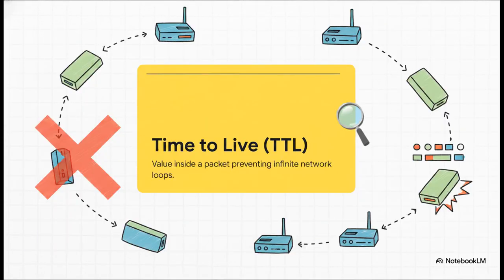But networks can be messy, right? Sometimes they get confused, and a packet can get lost, just bouncing back and forth between routers endlessly. To prevent these lost packets from literally clogging up the entire global internet, packets have a brilliant built-in safety mechanism called TTL, or time to live. Every single time a packet passes through a router, its TTL value decreases by exactly 1. If that value hits 0 before reaching its destination, the packet is simply discarded. It's a self-destruct mechanism that protects the network from infinite loops.